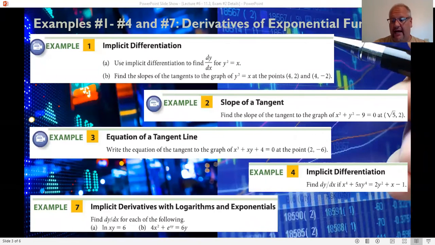Let's look at example 4 now. Example 4 says find dy/dx, and we have an equation. Let's write out the equation, and then I'll focus with you on how to get the answers.